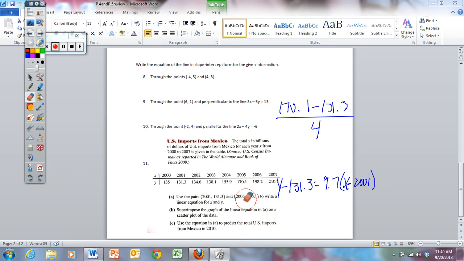To predict, I'm going to go second trace to get calc, enter the value, and I'm going to put in 10 for x, which is 2010. And the predicted exports are 235.74. That's from the calculator. If I had used my equation, it would have been different, but that's all there is to that.